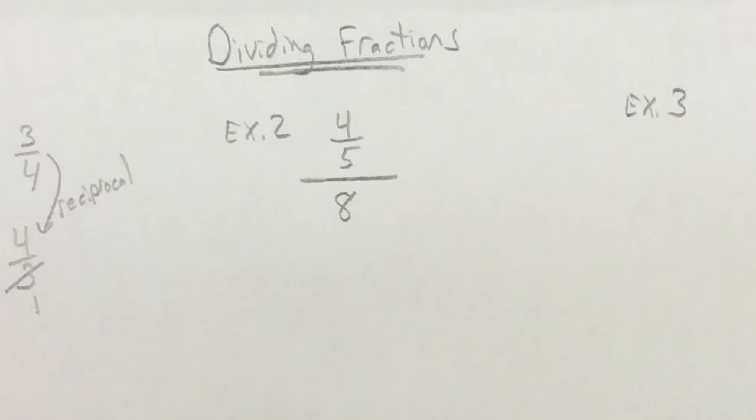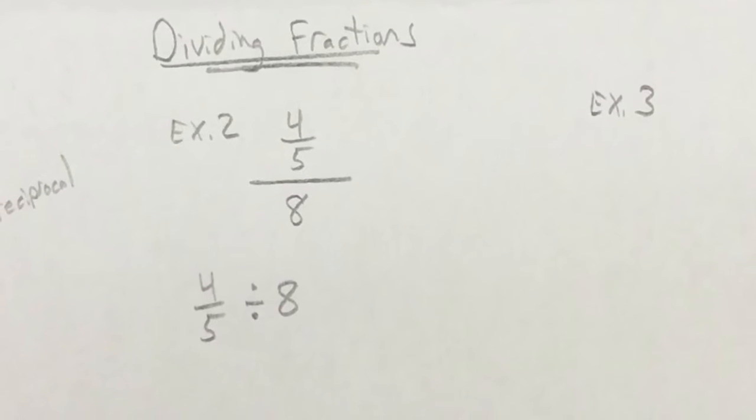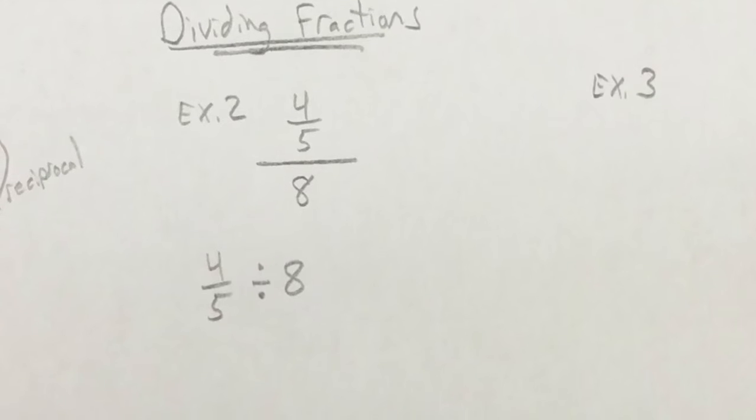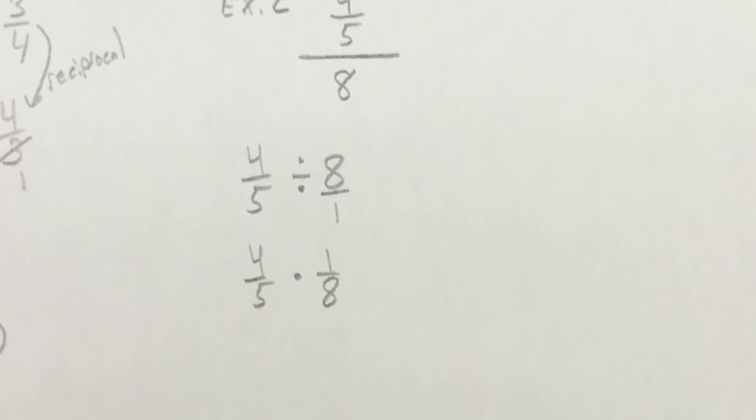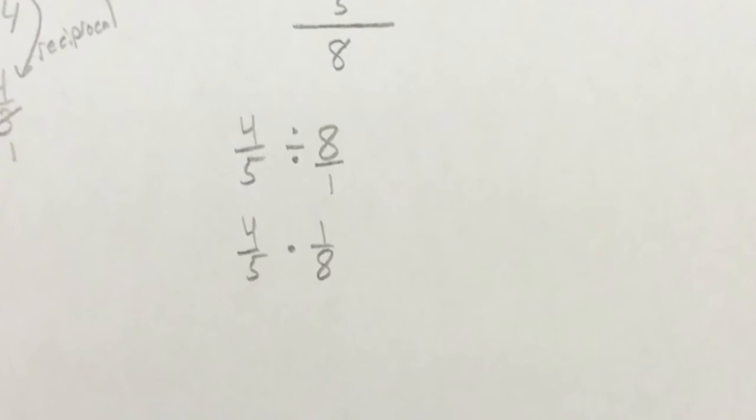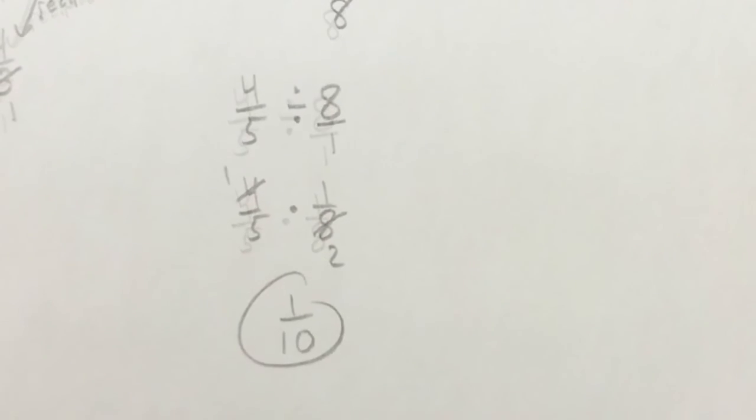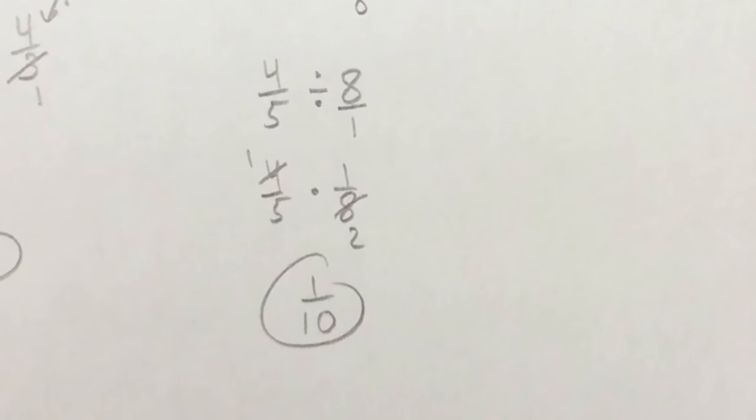In this example, we have to recognize that the 4/5 is being divided by 8. And 8 can be written as a fraction as 8 over 1. So we can change that to multiplying by the reciprocal of 1/8. Look to simplify and then multiply the numerators and denominators.